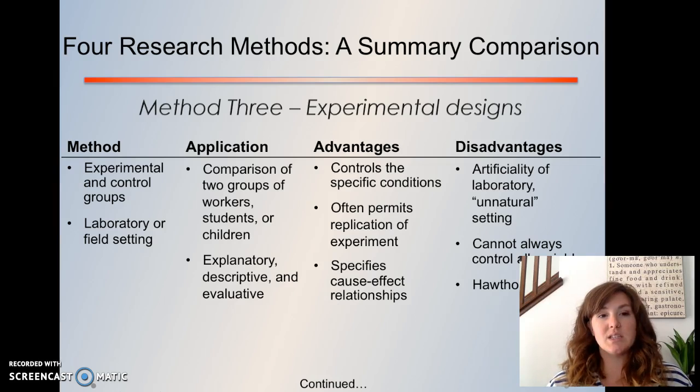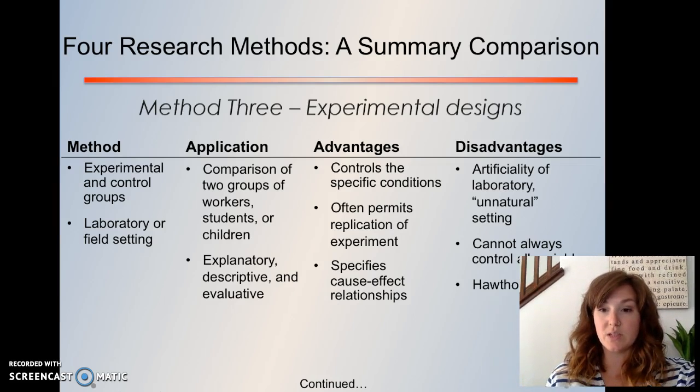So this is an experimental or control groups, and it can either be in a laboratory or field setting. For our course, it most likely will have to be in a field setting. So we're going to compare two groups of workers, and then you can use explanatory, descriptive, and evaluative. So really within an experimental design, you're going to choose the types of variables that you want to control and what you want to find, and then you're going to try to recreate those same scenarios.